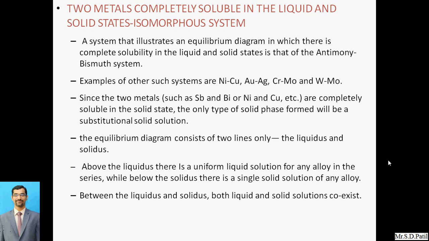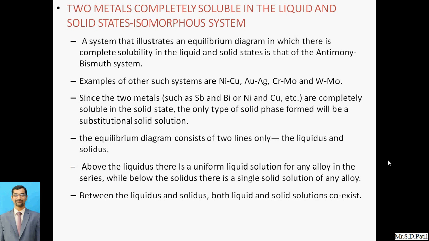Now the first condition, where the two metals are completely soluble in the liquid and solid states, is called an isomorphous system. So when we are mixing two metals, what condition did we see in the previous lecture? What are the different stages of any kind of alloy? Three stages are there. What are those three stages? One is the liquid stage, second is the solid plus liquid stage, and third is the solid state.